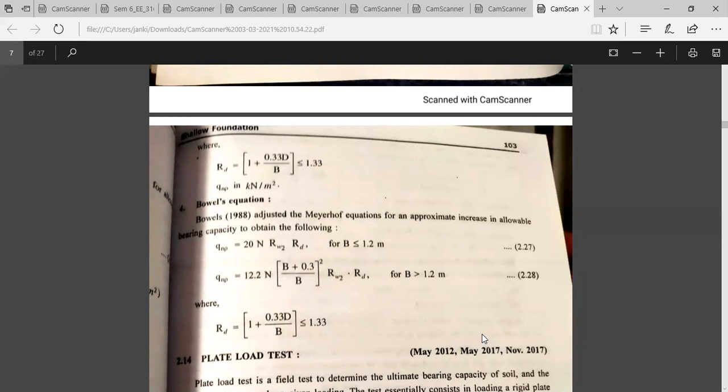And our last equation is Bowles' equation, right? So Bowles adjusted this Meyerhof equation in 1988 for an approximate increase in allowable bearing pressure to obtain q_np = 20 N Rw2 Rd for the width less than 1.2 meter. For width greater than 1.2 meter, the equation is 12.2 N ((B + 0.3) / B)^2 Rw2 Rd, where Rd is, as we described earlier, this equation, right?